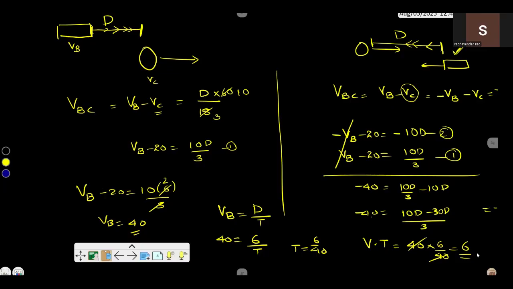So in both ways, either the relative velocity method or the normal method related to the ground, you can do this question. Whichever way you feel is easy, you can do the question in that way.